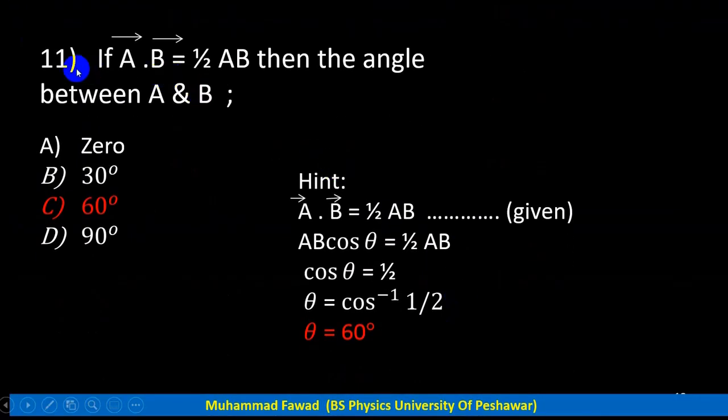MCQ number 11 is: if A vector dot B vector is equal to half AB, then the angle between A and B is 0, 30 degree, 60 degree, or 90 degree. We know that A vector dot B vector is equal to AB cos theta, and this will become 1 over 2 and magnitude of A and B. AB will be cancelled out with AB, and cos theta will become 1 over 2. Therefore, theta will become cos inverse 1 over 2, and we know that cos inverse 1 over 2 is equal to 60 degree. Therefore, here the correct option is C, which is 60 degree.